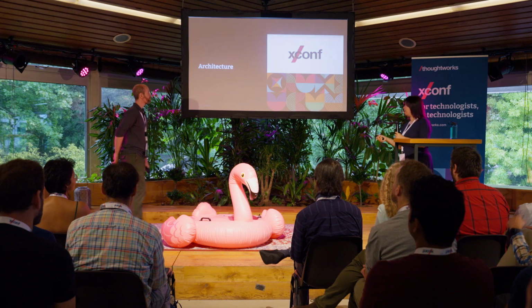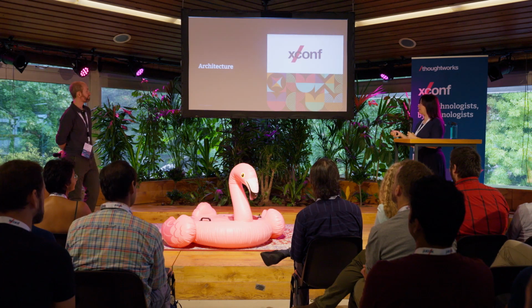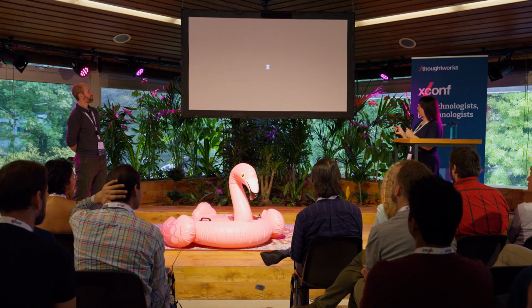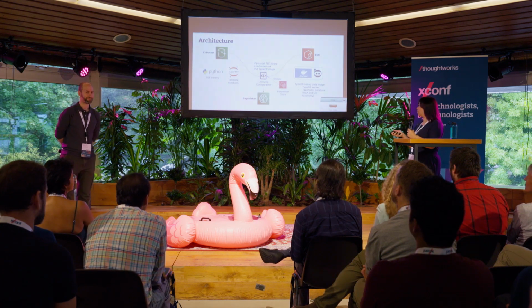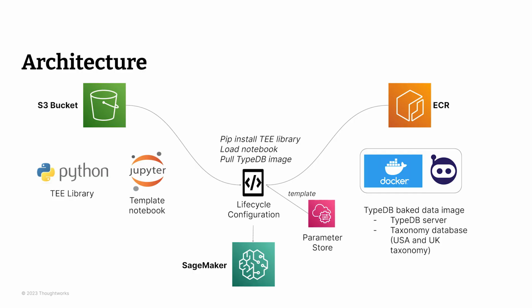Cool. And then, we deployed this as just an MVP. So this is the initial architecture that we used to get it working. Basically, the taxonomic equivalence engine was deployed as a custom SageMaker instance using a lifecycle configuration. As you can see here, you've got the baked data image, which has not just your TypeDB server, but the entire database, the taxonomy of the trees. And this will get pulled into your SageMaker instance so you can run the database.